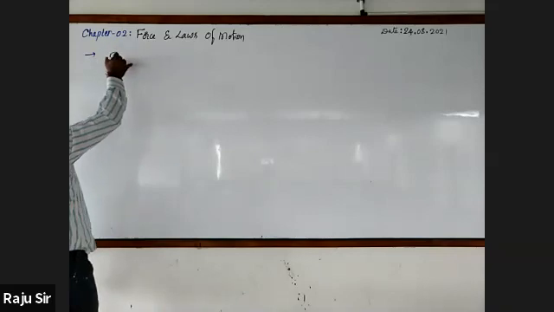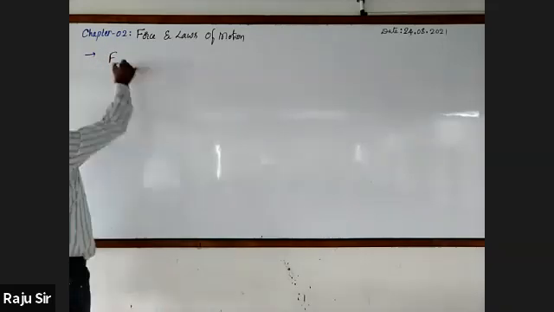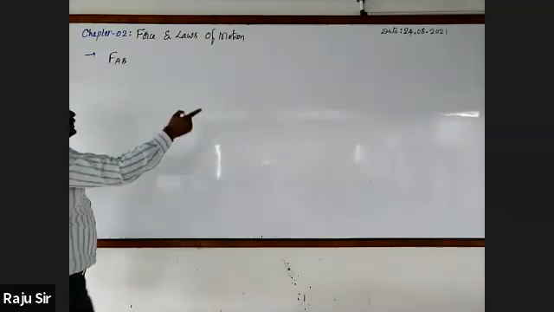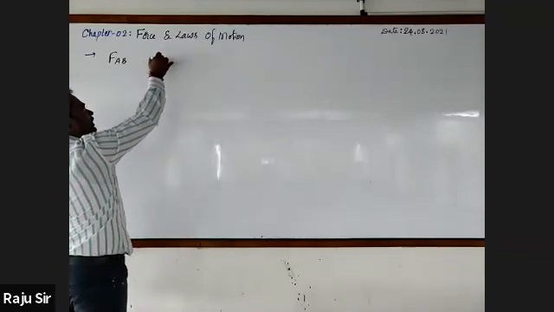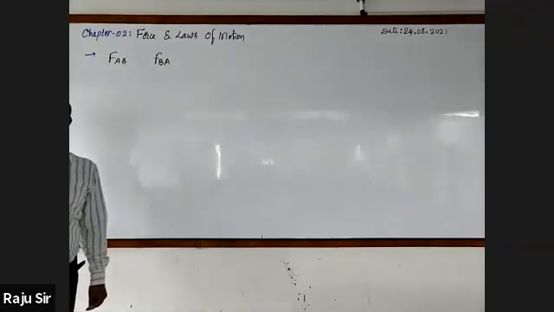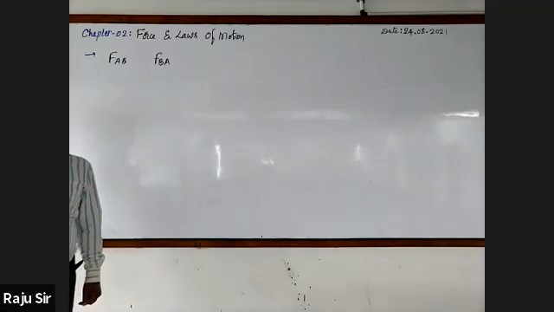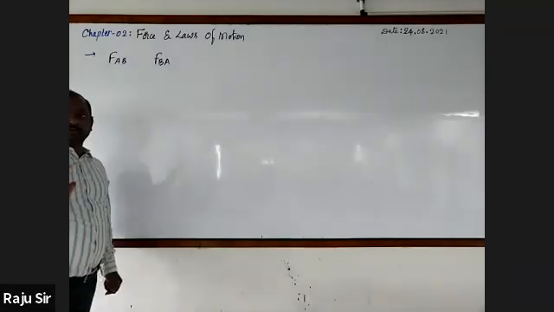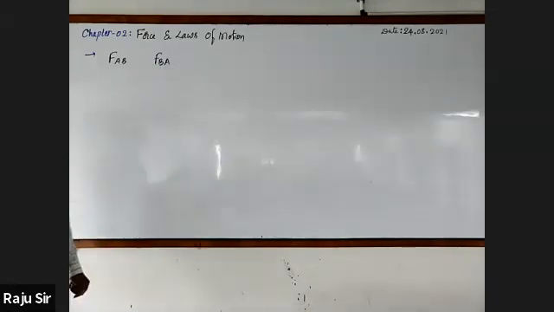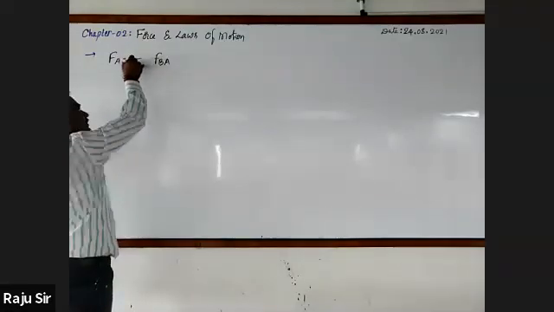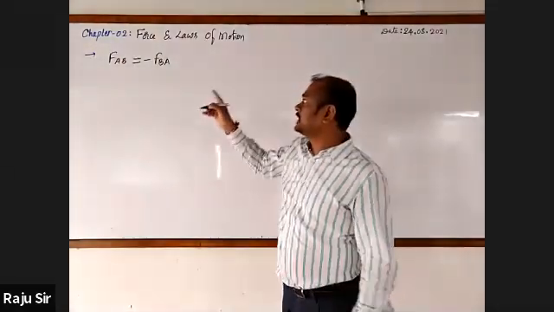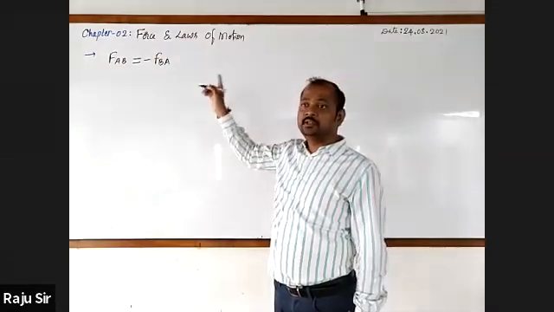The force exerted by the object A on B can be written as FAB. Similarly, the force exerted by the object B on A can be written as FBA. And we also know that they are equal in magnitude. If it is 100 Newton, the second object will also exert 100 Newton of force. But these two will be in opposite directions. Hence, we show that with a negative sign. We'll write it as FAB equal to negative FBA.